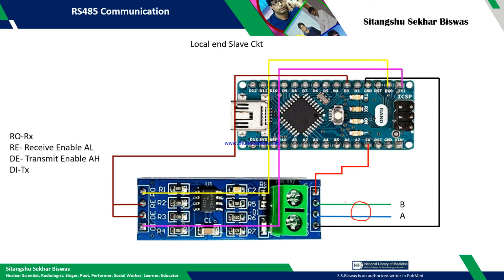Now, whatever data is sent, you remember we are sending A0 and A1. A0 is sent if the object is not detected, and A1 when the object is detected. That we are going to receive here, even though the distance is more. So this circuit I named the local end slave circuit.